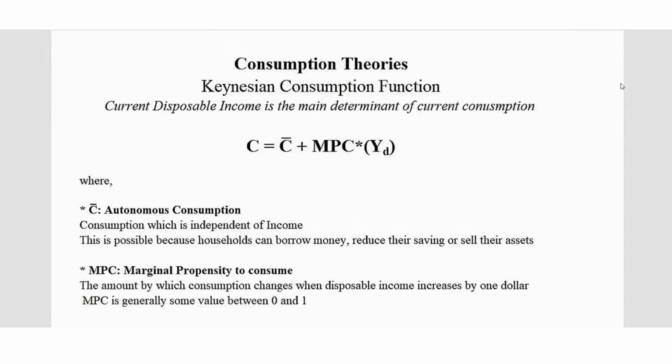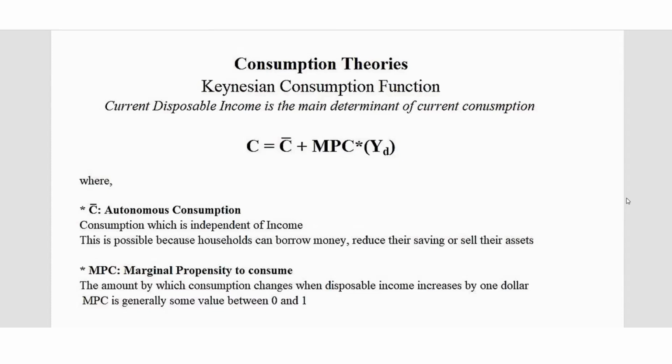Let's talk about the Keynesian consumption theory, according to which current disposable income is the main determinant of current consumption. So the Keynesian consumption function is given to us as consumption is equal to autonomous consumption C bar plus the marginal propensity to consume times disposable income, which is income minus taxes.